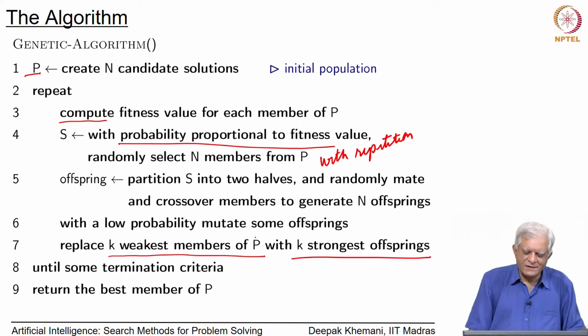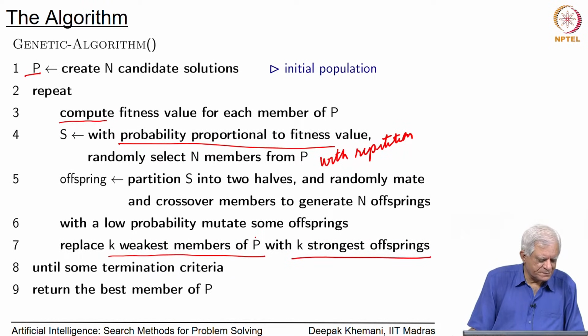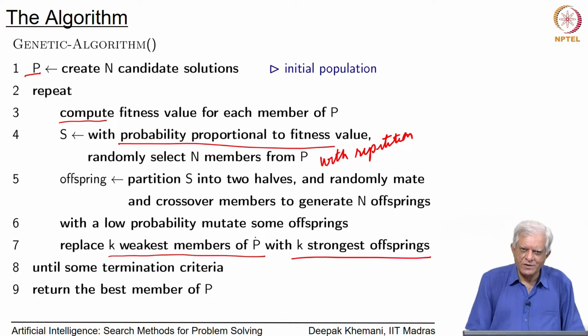And then we do this till some termination criterion. It could be the number of cycles that you decide based on computing power available, or it could be the fact that there is not much change in the fitness levels of the population. For example, you could plot, as the algorithm goes forward, how the average fitness or maximum fitness is changing, and if that is becoming stable, you could terminate, and you may return the best member, because we are basically looking for one answer.